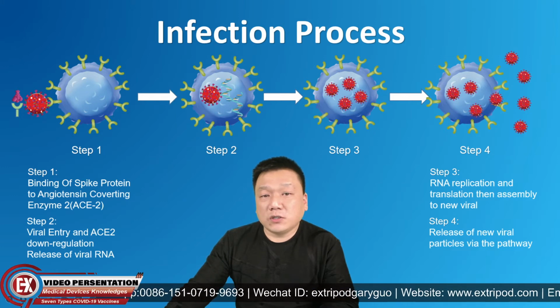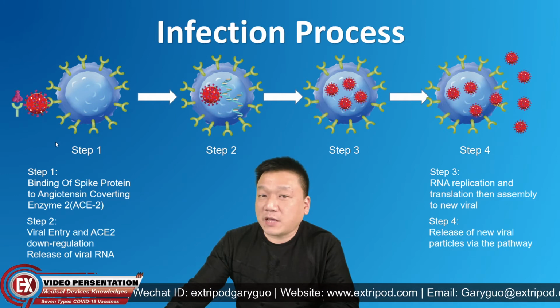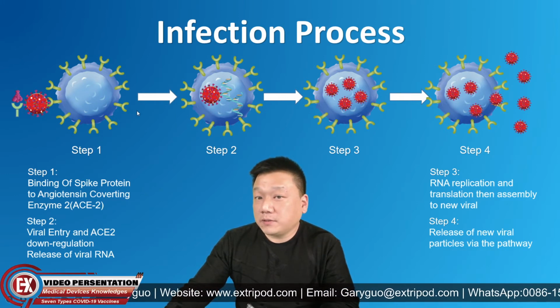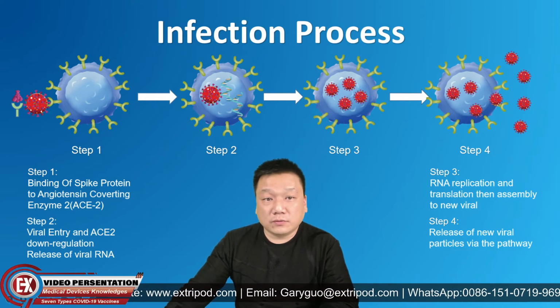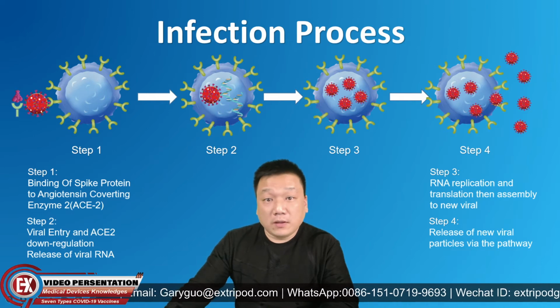But what's the critical process? I think the critical process is step 1. This is where spike proteins combine with ACE2. So if we can stop at the first step, step 1, it means we can prevent infections.